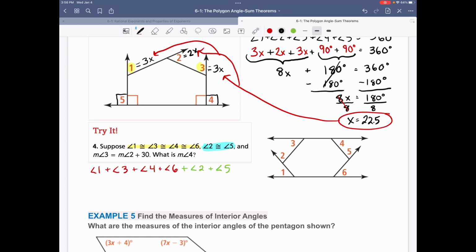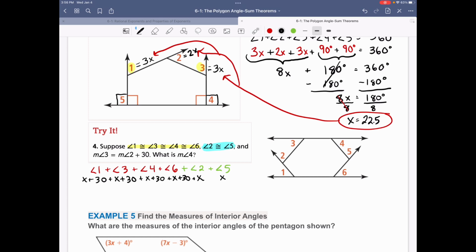Well, angle 3 is equal to angle 2 plus 30. So if we label these all as x, so let's say that angle 2 is x, and angle 5 is x, then angle 3 would have to be x plus 30. And so would angle 4. So all of these actually would be x plus 30, x plus 30, x plus 30.